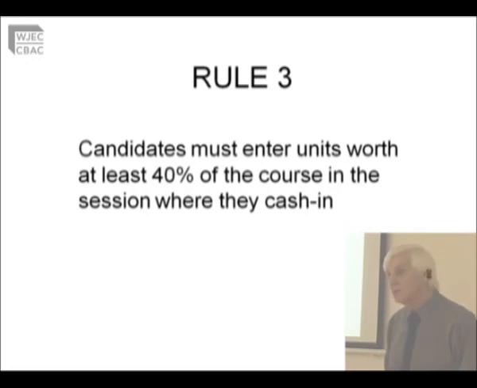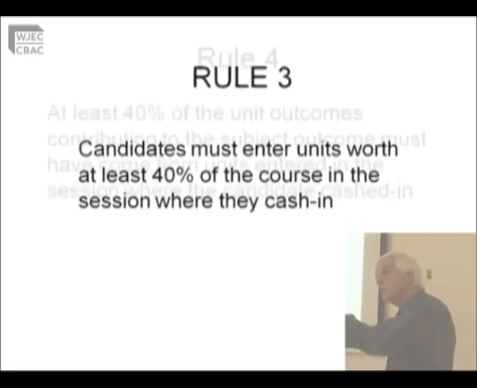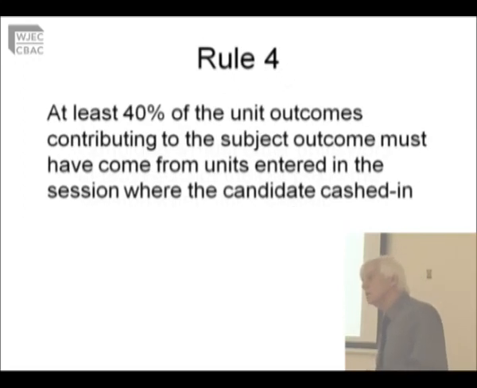On top of that, when they put all the unit results together to calculate the grade for the candidate, 40% of the unit outcomes must come from that session where they ask for the cash-in. It's not just sufficient to do 40% at the end of the course and take your unit results from somewhere else. You've got to be taking unit results worth at least 40% of the total course from that last cash-in.